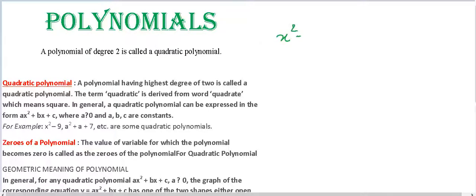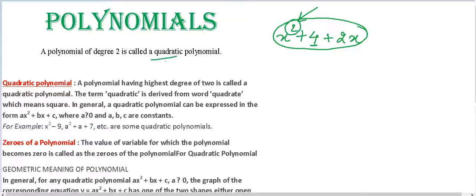If it is x square plus 2x plus 4, this is a polynomial because it has variables as well as constants, right? So the highest power of the variable is known as the degree of that polynomial. If the highest power of any polynomial is 2, this is the degree, and it is known as quadratic.